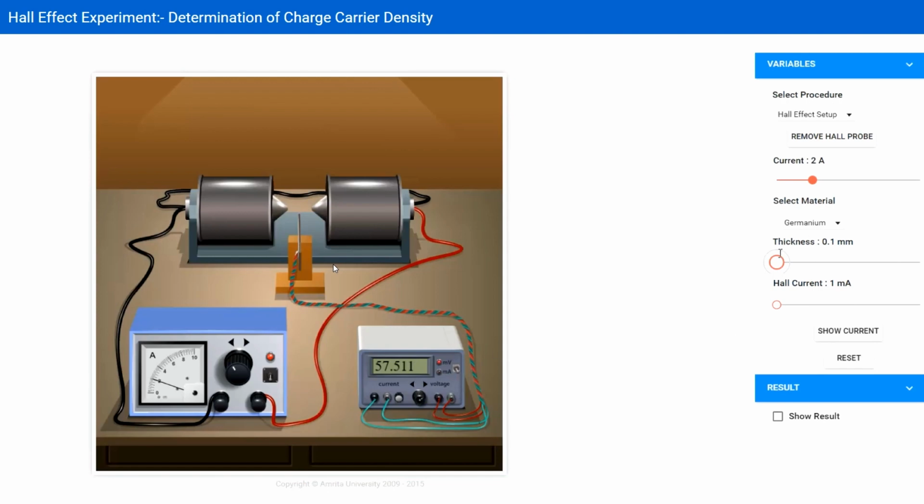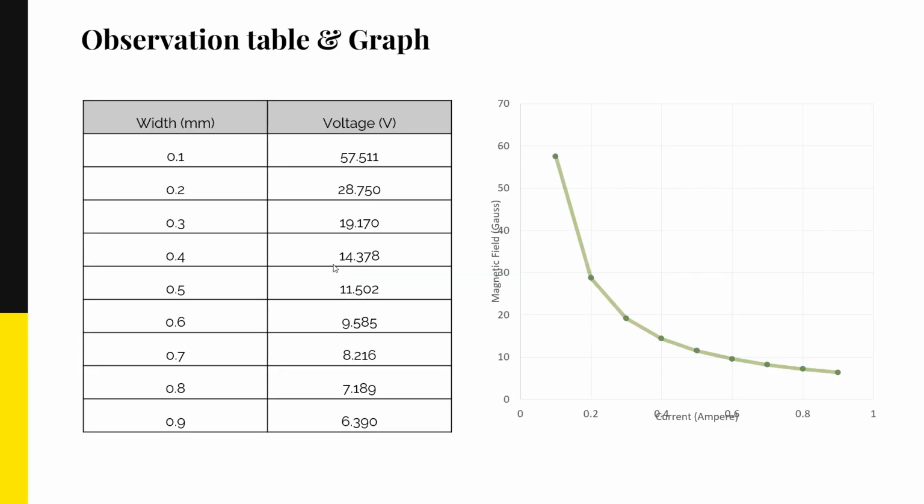As we increase its thickness, we see the variation in the Hall voltage. At 0.2 mm, we have 28.756 millivolt of Hall voltage. At 0.3 mm, we have 19.171 millivolt. At 0.4 mm, we have 14.378 millivolt. And further up to 0.9 mm, we'll record the readings. So the observations I noted down in the experiment are these.